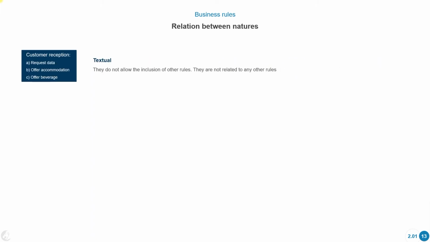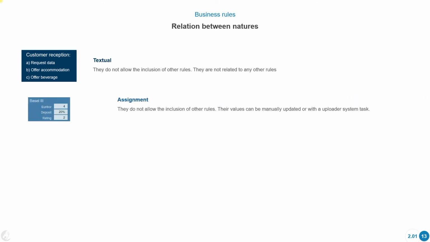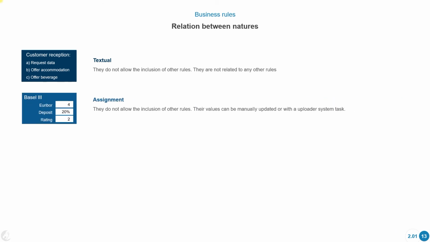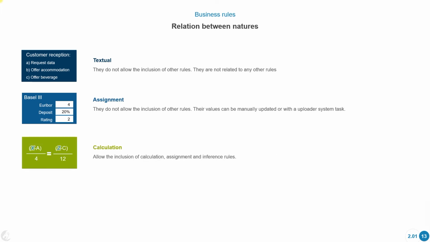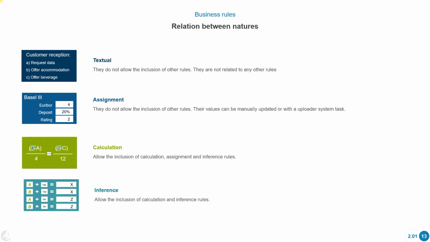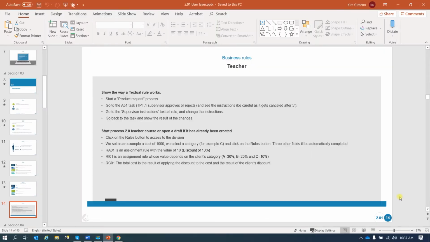Relation between natures. Textual rules do not allow the inclusion of other rules. They are not related to any rules. Assignment rules do not either. The values can be manually updated or from a process within an uploader system task. Calculation rules allow the inclusion of calculation, assignment, and inference rules, while the inference ones allow the inclusion of calculation and inference ones. Let's see a practical example.